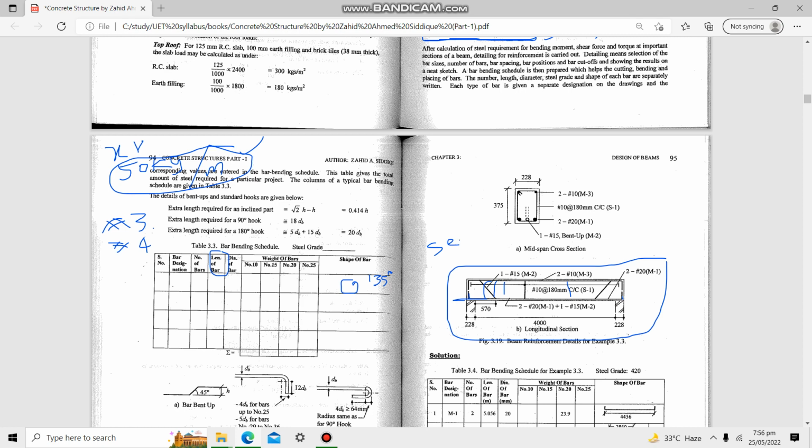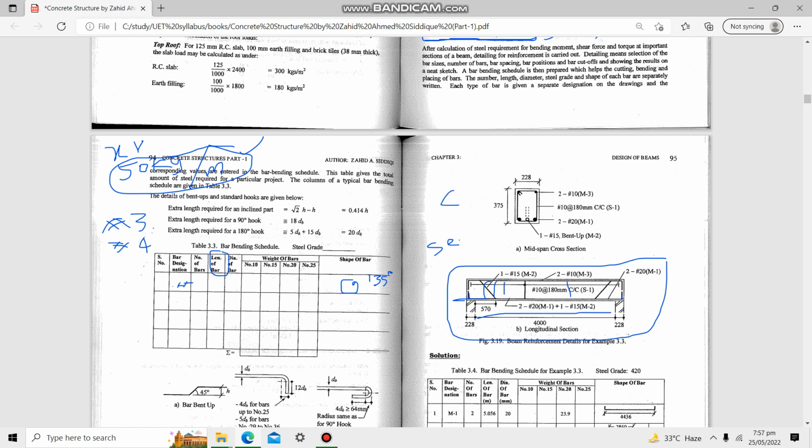So I was discussing the bar bending schedule. We know that this is the stirrup, and that it is made of number 3 bar. If we want to calculate the number of stirrups, let's suppose the length of the beam is 4000 millimeter, as mentioned here.